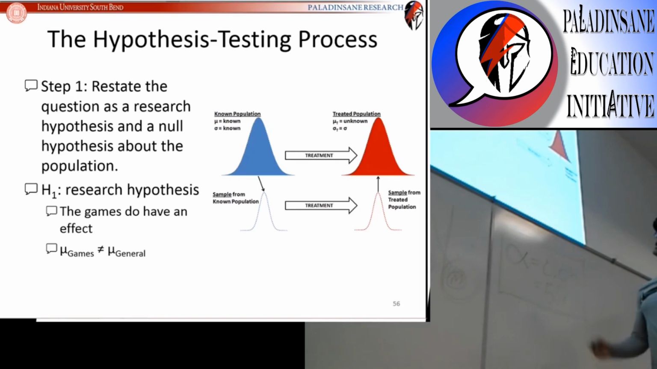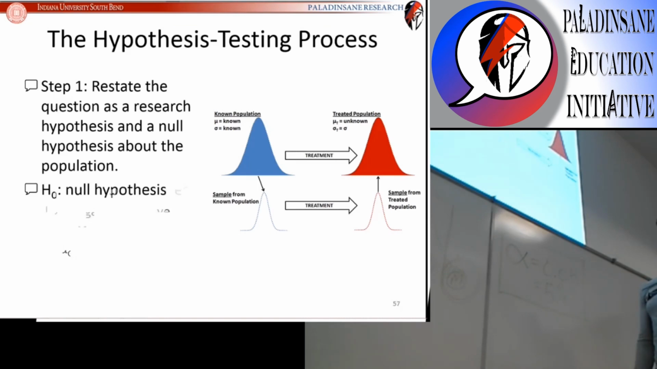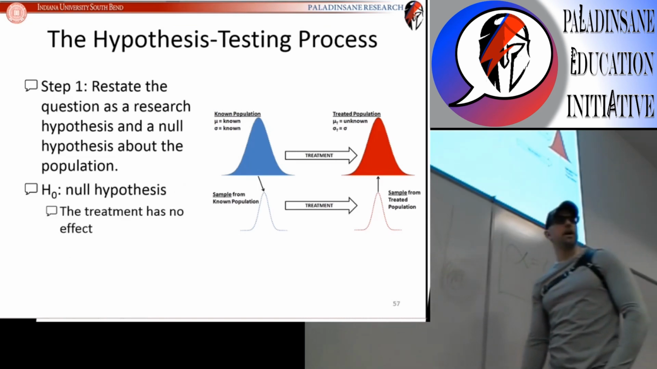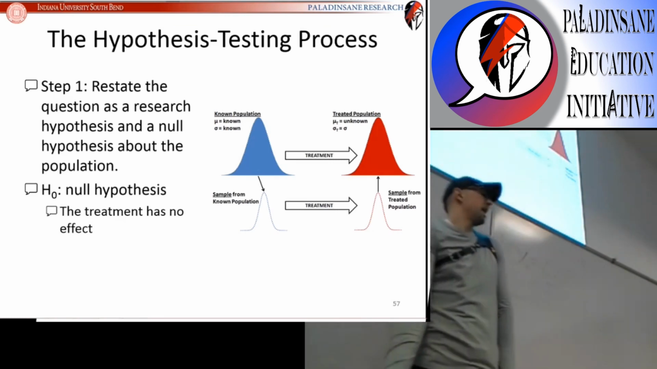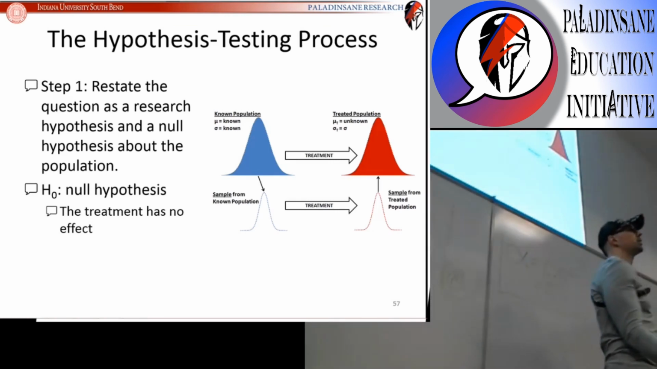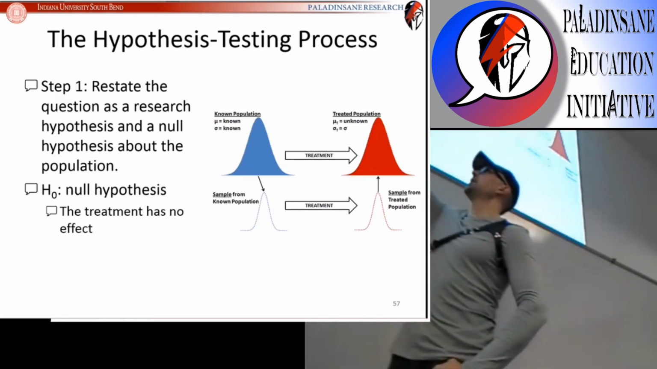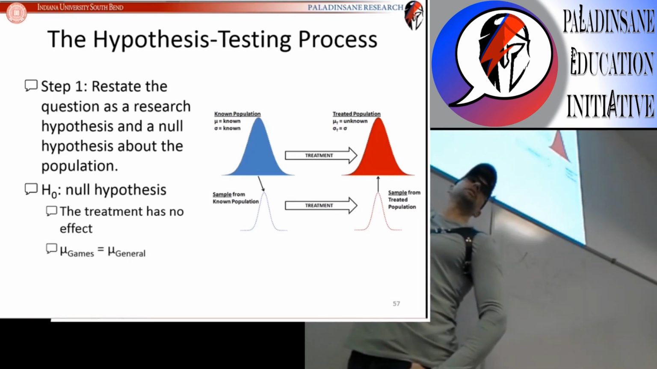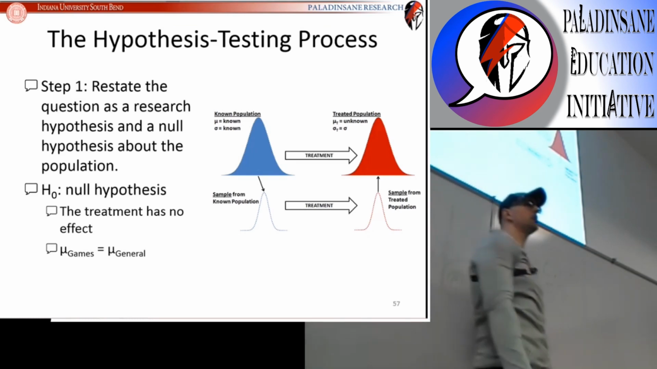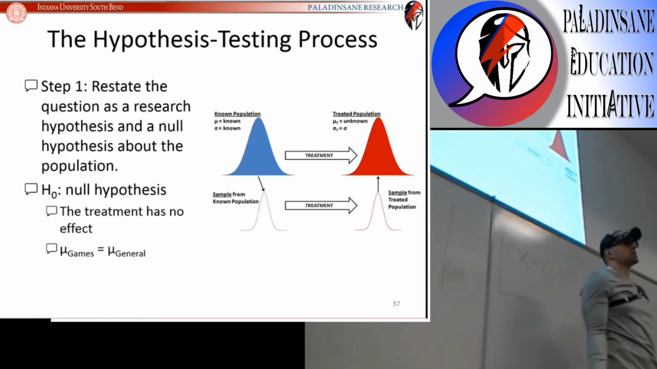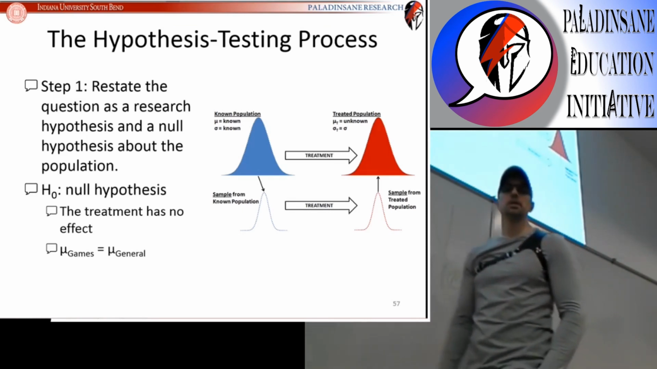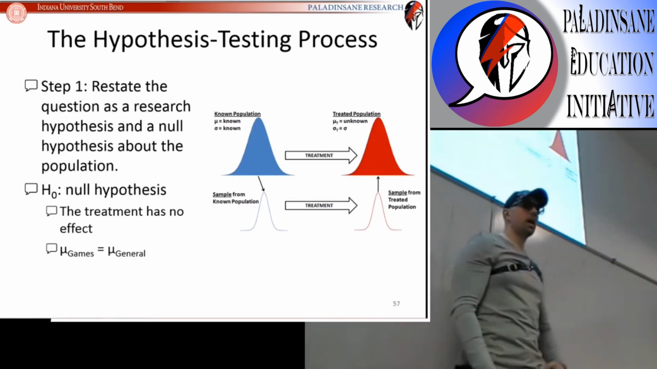For the null hypothesis, we have the idea that the treatment has no effect, that our treatment has no value whatsoever. It doesn't actually do anything. And in that case, the mean of the population of students that have the games program is going to equal the mean of the general population, right? There's no increase in self-esteem. There's no difference in self-esteem. So those are the two hypotheses.